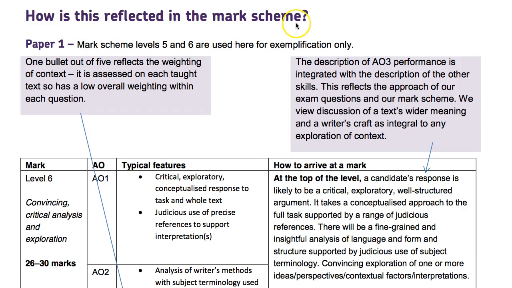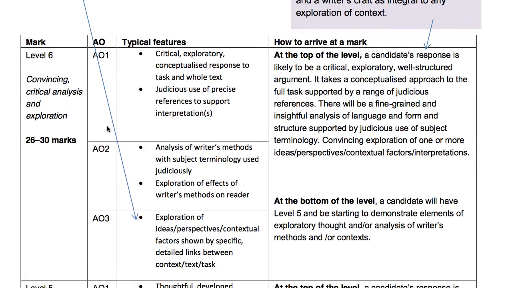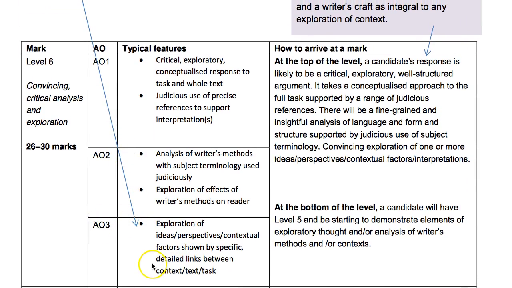How is this reflected in the mark scheme? So 1 bullet out of 5 reflects the weighting of context. So if I just scroll down, it's just this 1 bullet in AO3. So on the one hand, context plays only a small part. There are 5 bullet points and this one is just one of them.